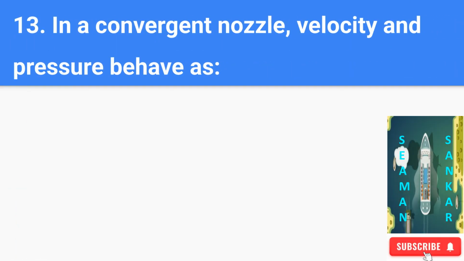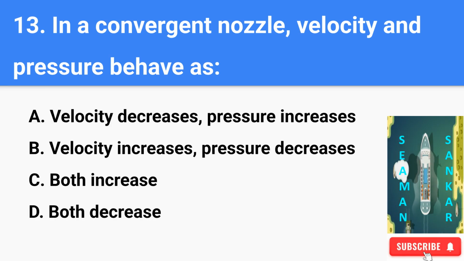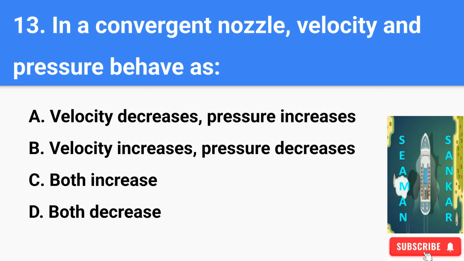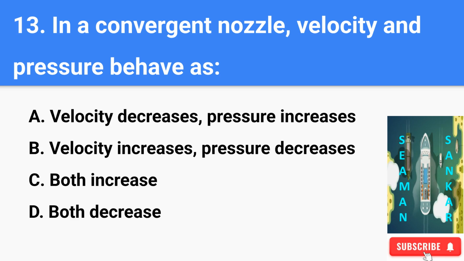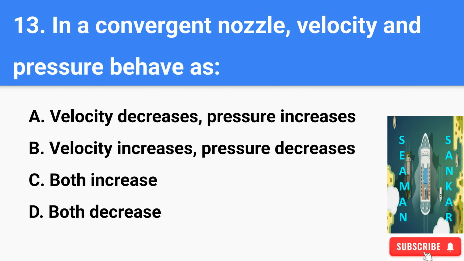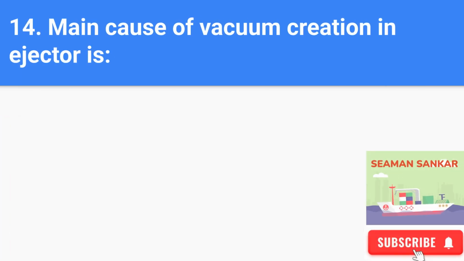Question 13. In a convergent nozzle, velocity and pressure behave as A. Velocity decreases, pressure increases, B. Velocity increases, pressure decreases, C. Both increase, or D. Both decrease. In a convergent nozzle, the answer is B. Velocity increases, pressure decreases.